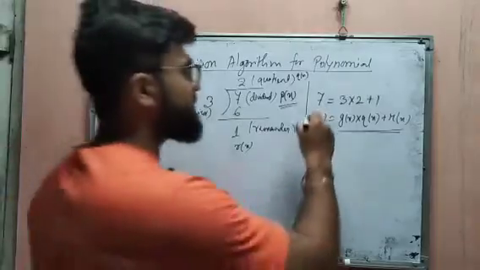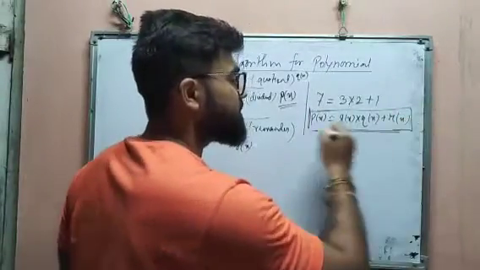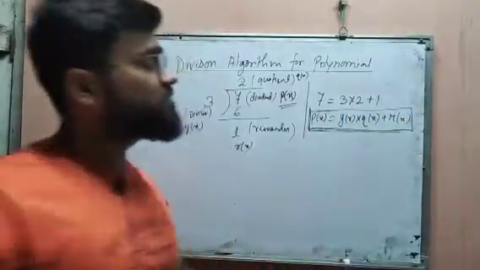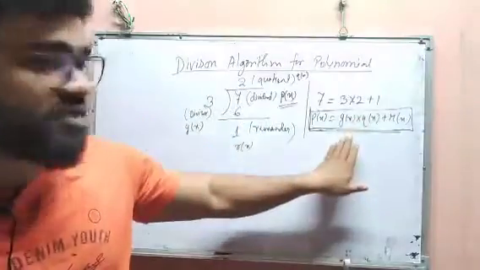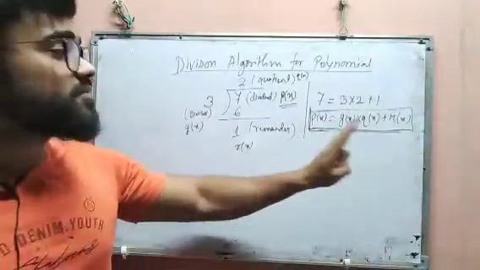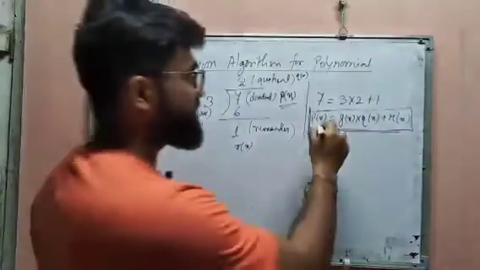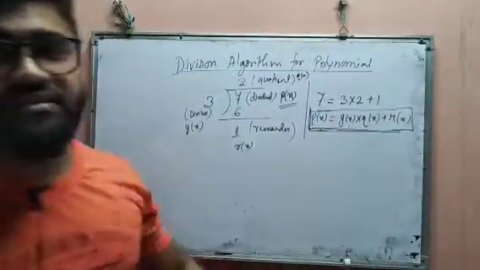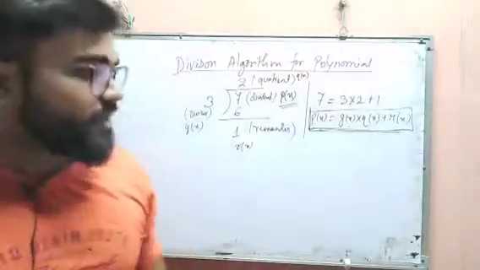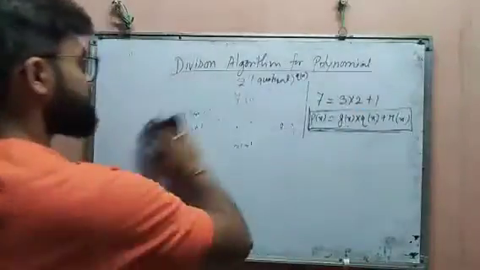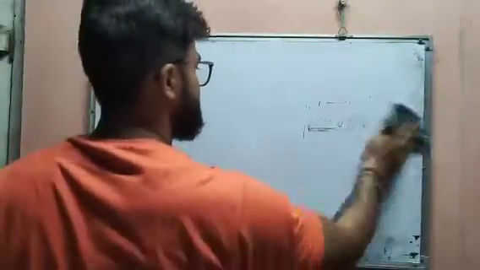So when any of these terms is not given, you can find that term by using this relationship, that is p(x) is equal to g(x) into q(x) plus r(x). We have to do some numerical problems, then we can understand.